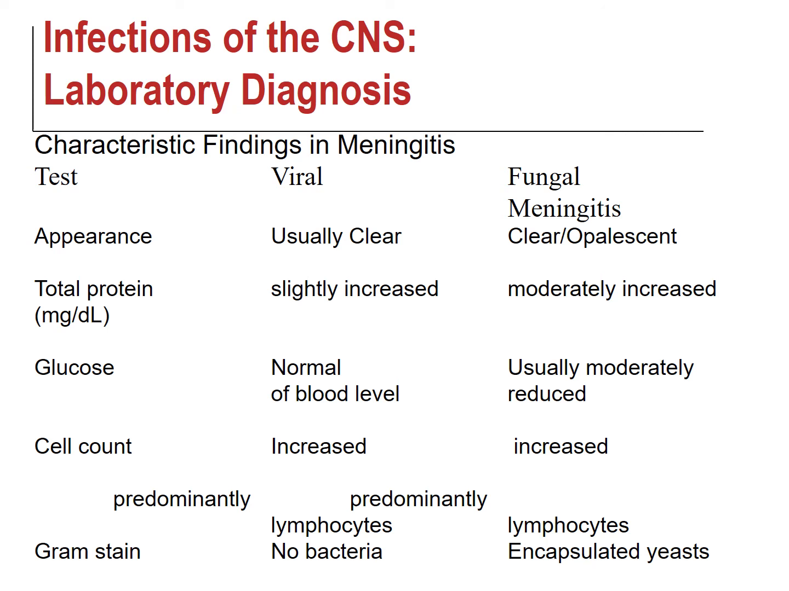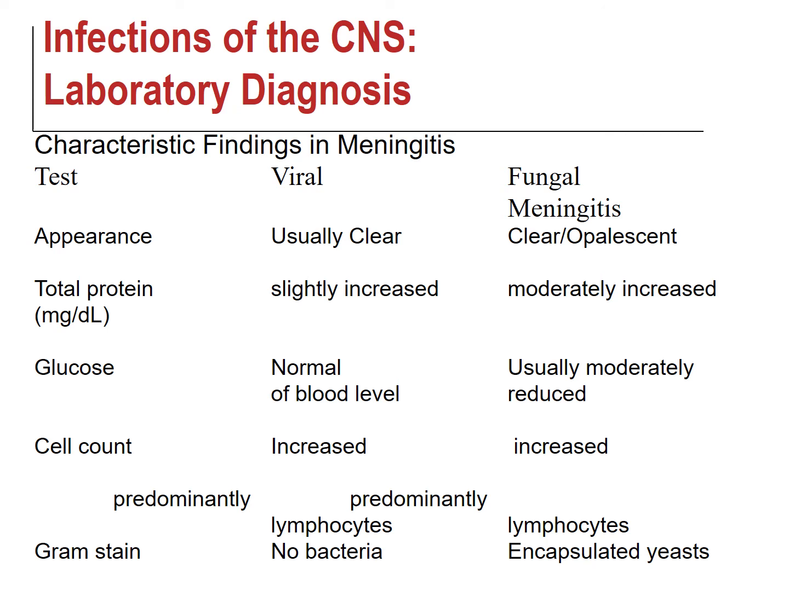What do you notice? In viral infections, usually the spinal fluid is clear, the total protein may be slightly increased, and glucose may even be normal. The cell count may be increased, predominantly with lymphocytes, as we mentioned. There will be no bacteria seen on the Gram stain.